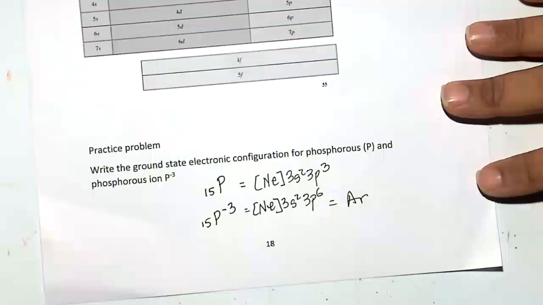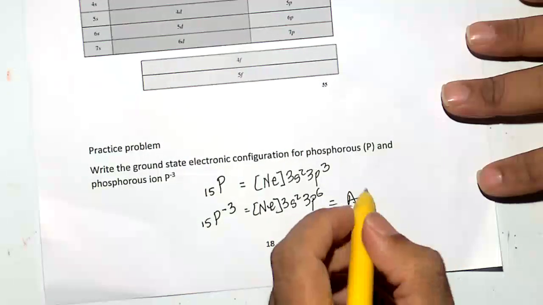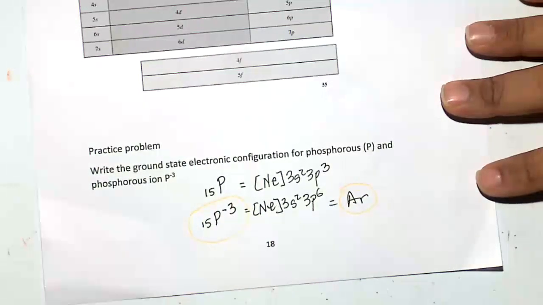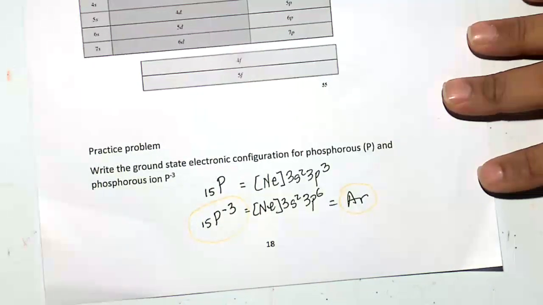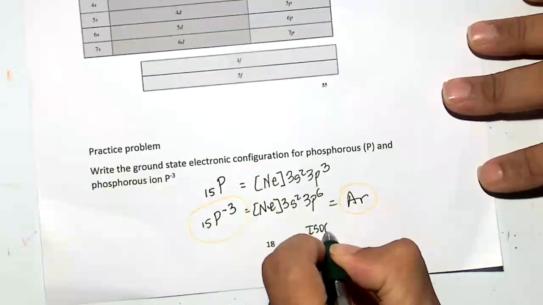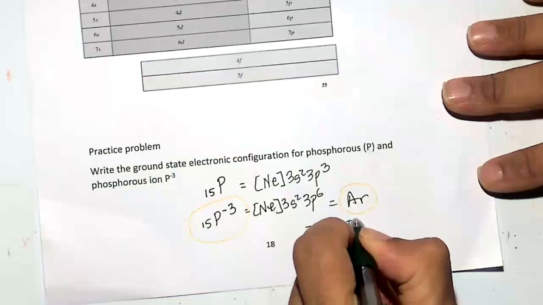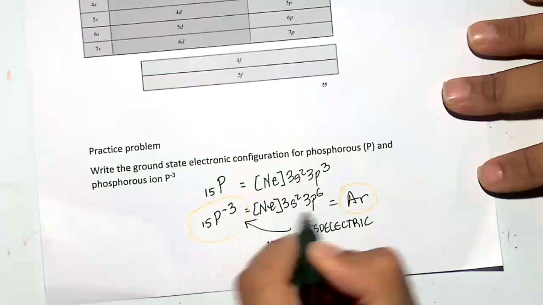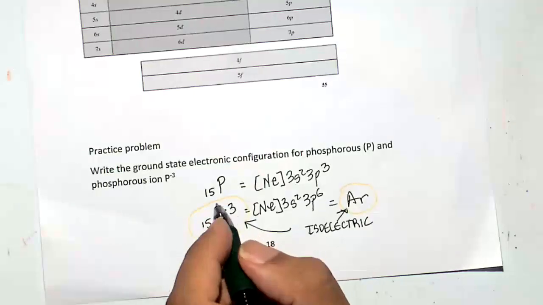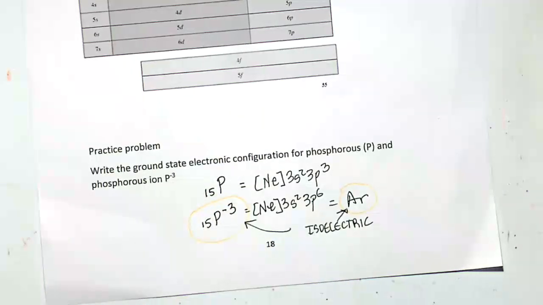Argon. So these are isoelectronic. P minus 3 and argon are isoelectronic. And what does isoelectronic mean? It means the same electron configuration.